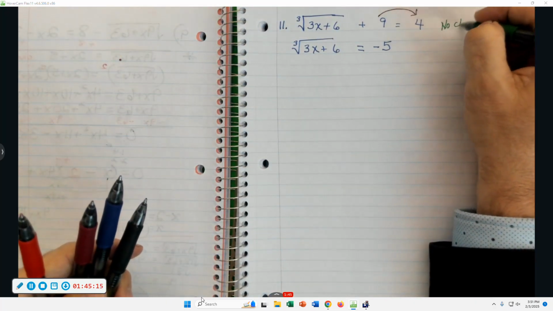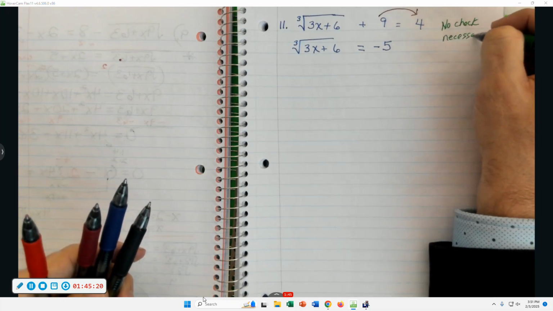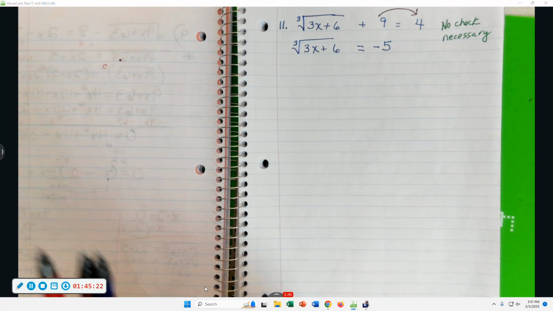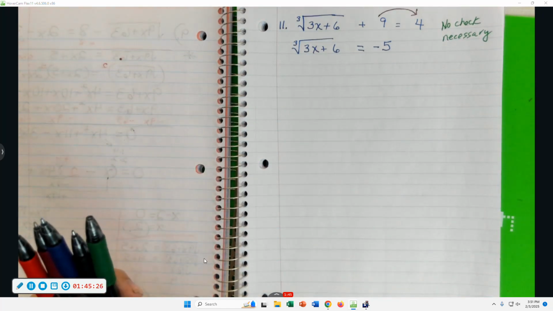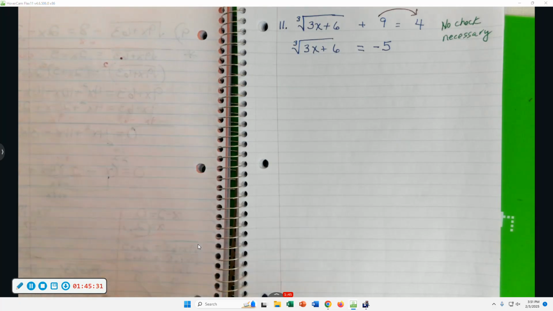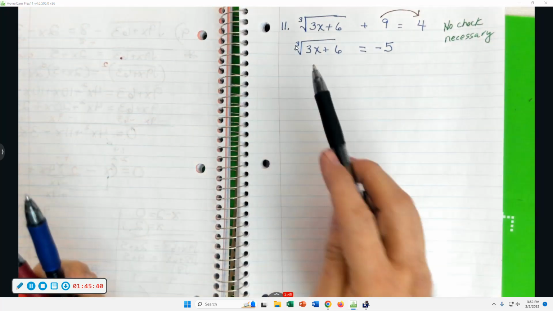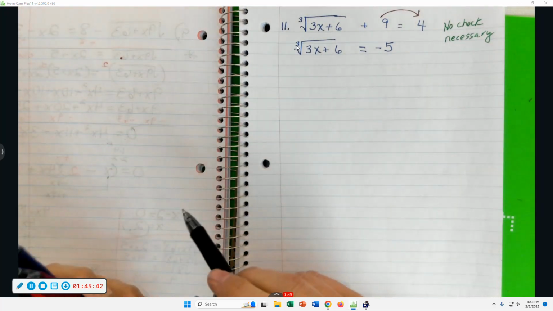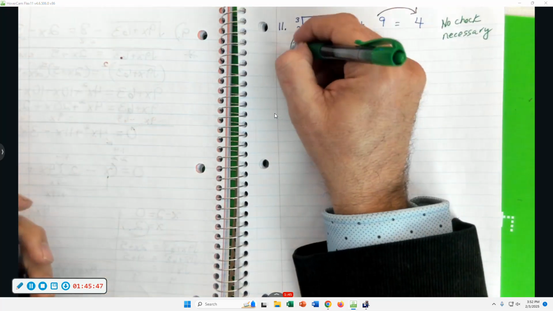No check necessary. I know some teachers say check them always. If you're a view an example kind of person, it says check them always. I say you only have to check them if you're raising to an even power. Even power, you do. Here we're going to raise it to the third power. 3 is odd, so why waste your time checking? So I'm going to do this.